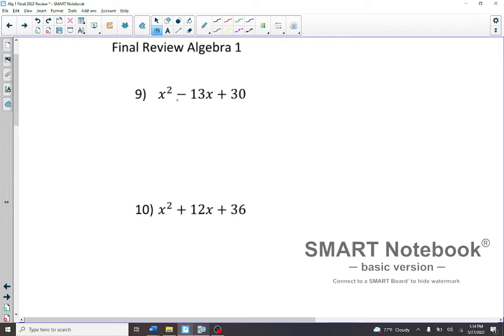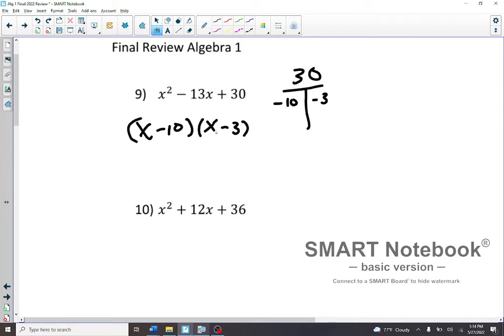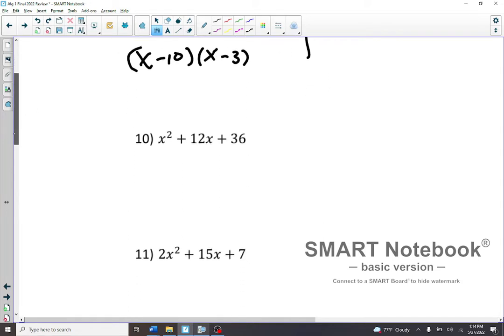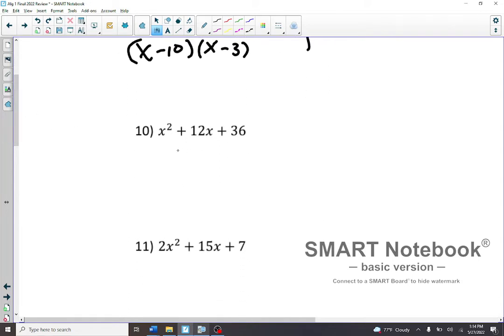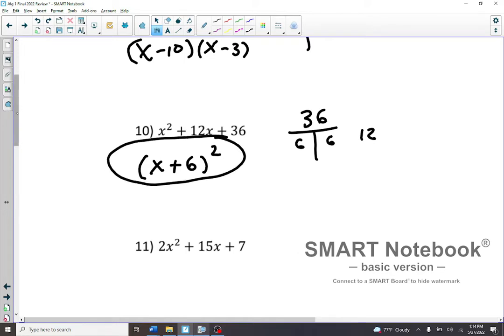For number 9, x squared minus 13x plus 30. So things that multiply to 30 that add to negative 13: negative 10 and negative 3. So x minus 10, x minus 3. For number 10, x squared plus 12x plus 36. So things that multiply to 36 that add to 12. That's 6 and 6. Because they're the same thing twice, I could write it as x plus 6 squared. And that's how your multiple choice is going to look, x plus 6 squared.